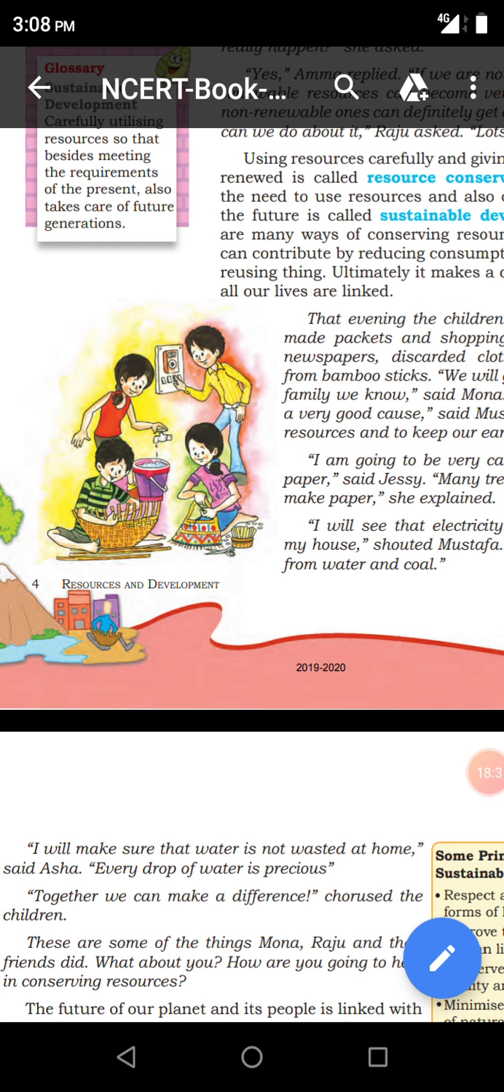On the basis of their distribution, a resource can be classified into ubiquitous or localized. A ubiquitous resource is found everywhere, like air and water. But a localized resource is found only in certain places. Like we cannot find coal everywhere.